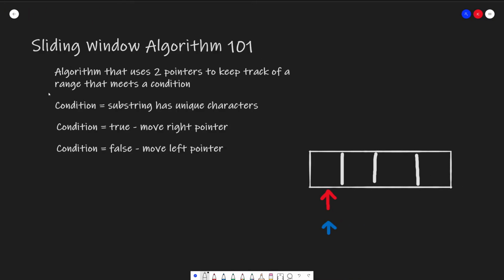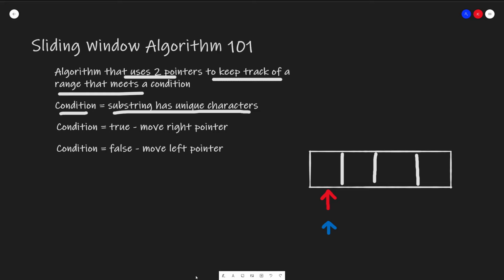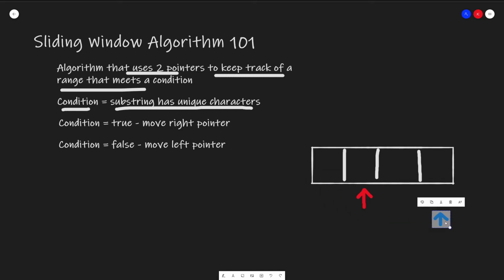The sliding window algorithm is an array algorithm that uses 2 pointers to keep track of a range that meets a certain condition. In this case, our condition is that our substring has unique characters. When our condition is true, then we move our right pointer until it is no longer true. And then when the condition is false, we move our left pointer until the condition becomes true. And we continue doing this until we reach the end of our array.